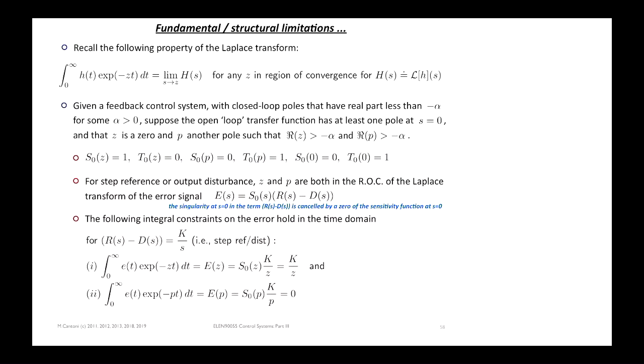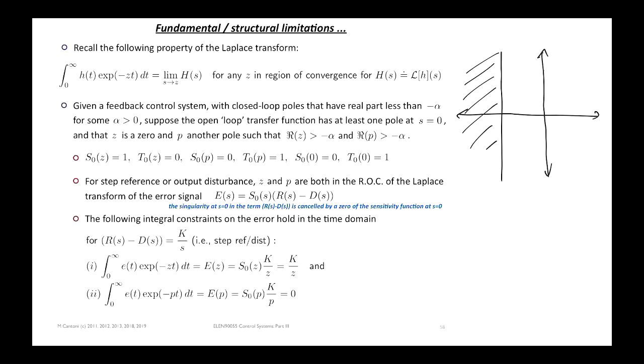Now, let's consider a feedback control system with these properties. What we're going to do is put constraints on where the closed loop poles are. We're going to say that our feedback control system is such that the closed loop poles lie to the left of minus alpha, where alpha is some positive value.